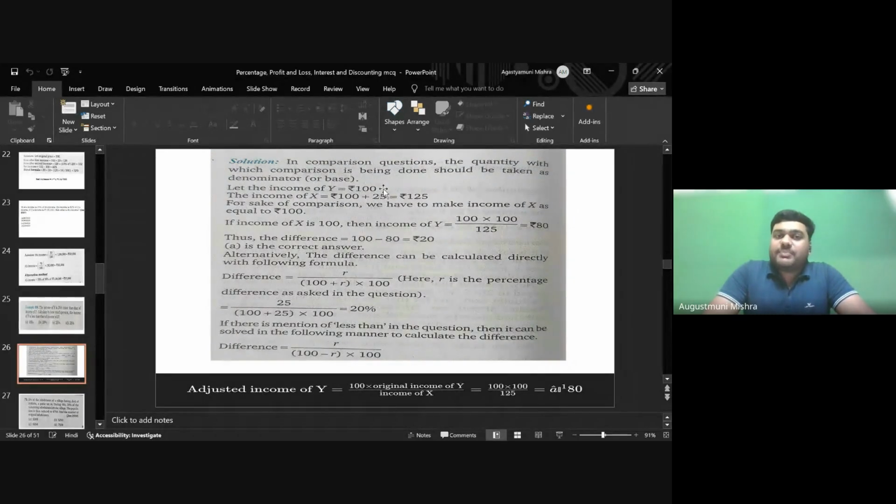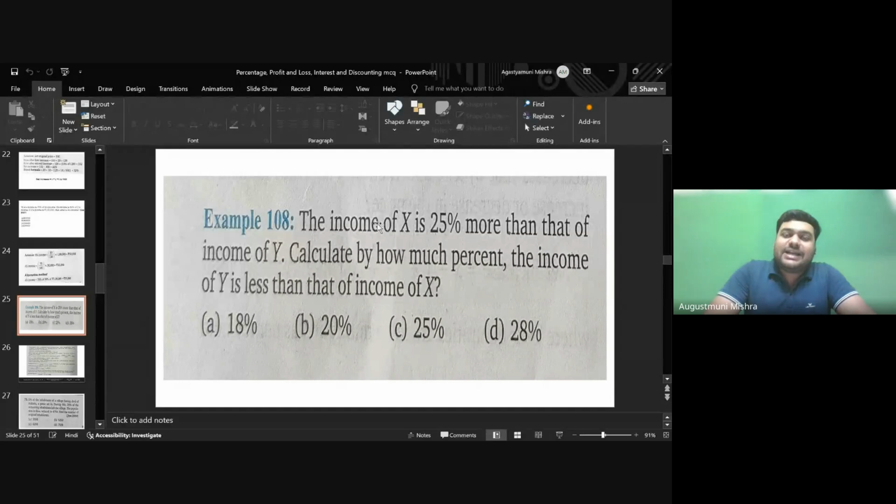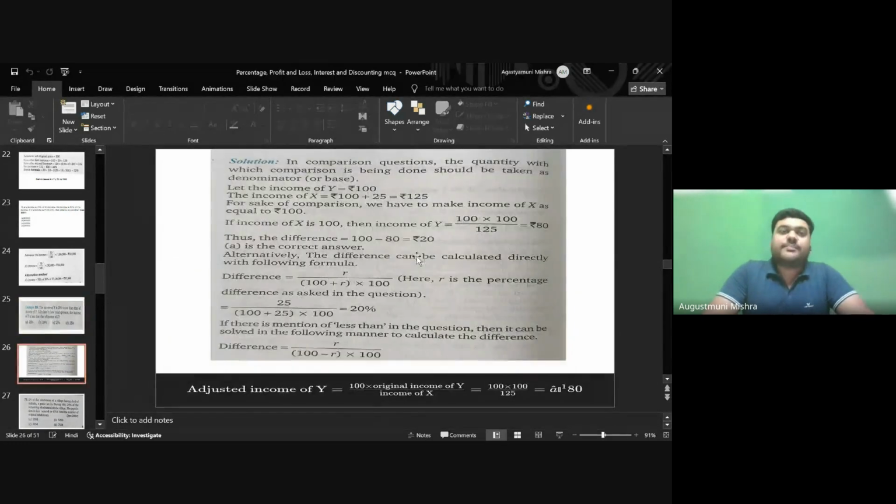When you are going to compare, the question is asking that income of X is 25% more than that of Y. So calculate by how much percent the income of Y is less. Okay, so you are assuming the income of Y will be 100. Then you add to make it 25% more for X, because it is mentioned in the question. For the sake of comparison, we have to make income X equal to 100. So if income X is 100, then income Y will be 100 into 100.